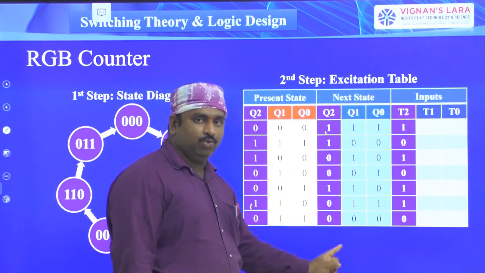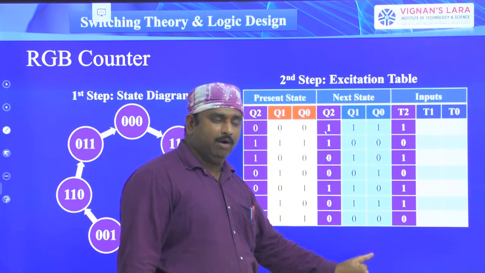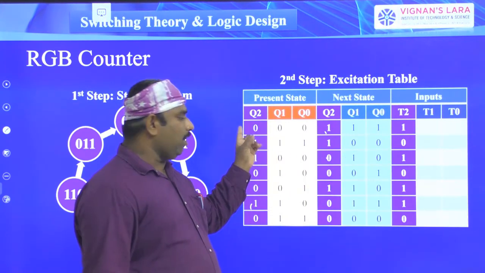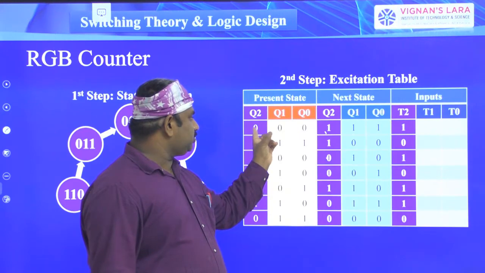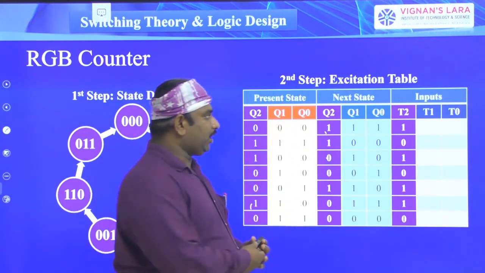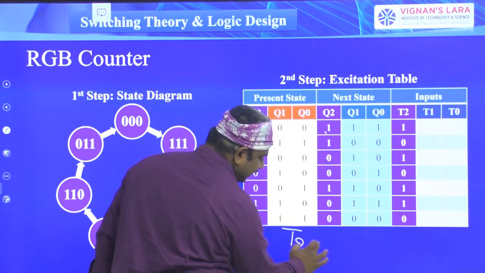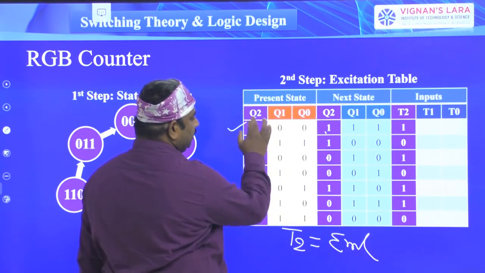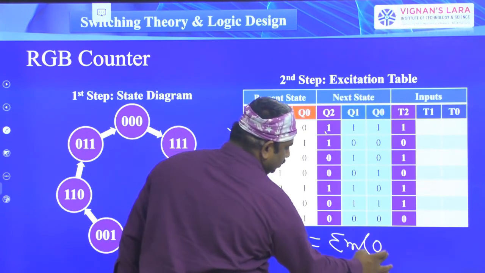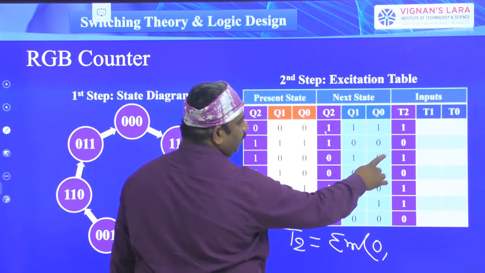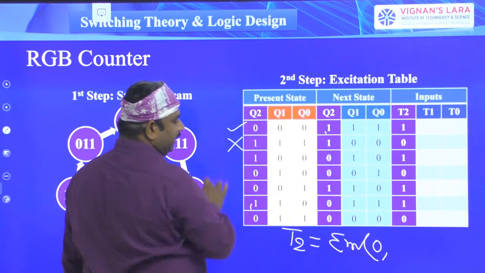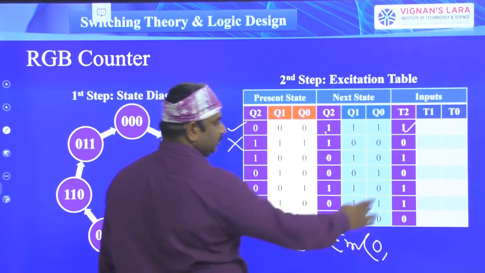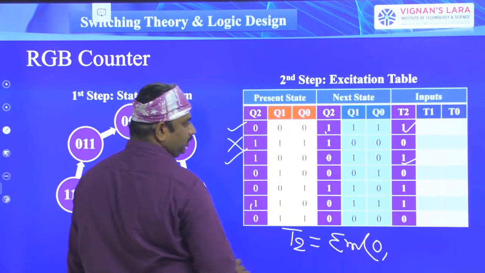So T2 is equal to sigma small m of. So what is the input combination here? Present state, the previous outputs. So here the previous state outputs are 0, 0, 0. That is, you have to write down T2 is equal to sigma small m of. Write down the possible input combinations. Here the first one is 0. Write down here 0. Why? Because T2 is equal to 1. If T2 is equal to 0, don't take that input combination. If T is equal to 1, then only you take the input combination. Here T is equal to 1. You have to write down this combination.